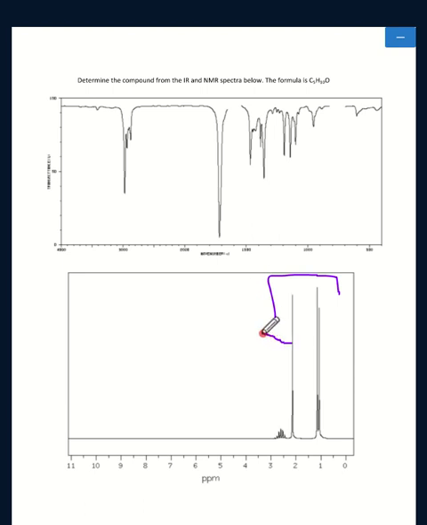For example, this guy is a singlet. Therefore, whatever number of hydrogen are connected to some carbon, those hydrogen are connected to a carbon where the neighboring carbon has no hydrogen attached. Because 0 plus 1 would be a singlet, and this guy right here is a singlet. But whatever.